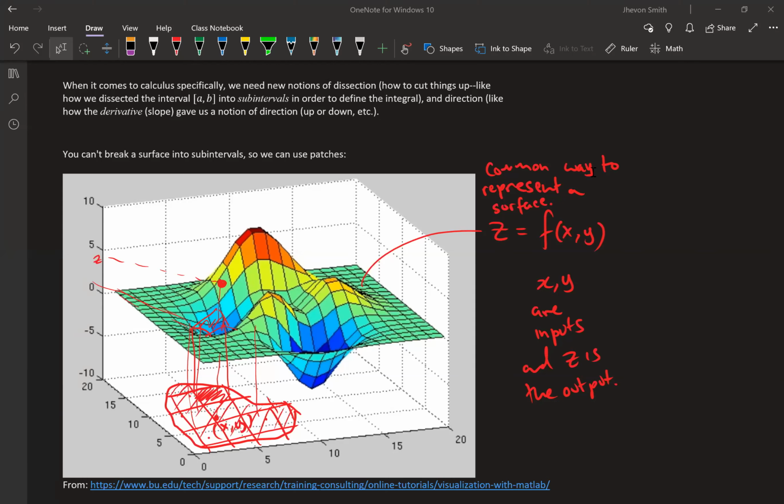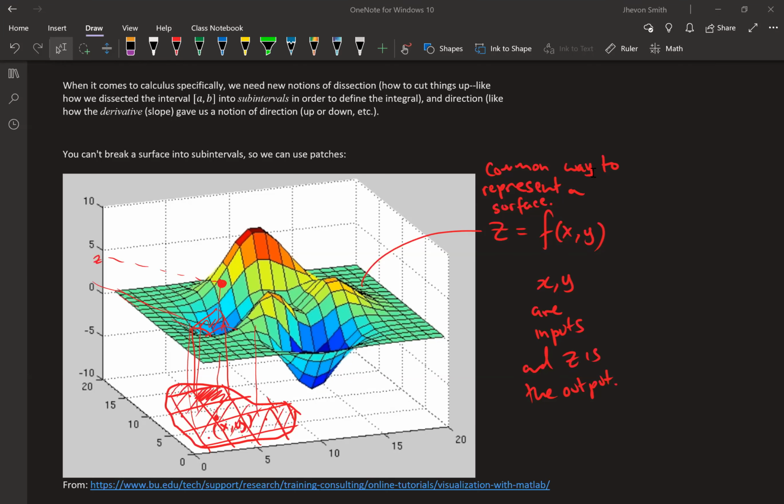We need to talk about the direction in which things are slanted. We need to also be able to dissect our input space and then measure the area that results from that, which in Calc 1, we had to measure the length of the subintervals, but now we don't have subintervals anymore. We have these subspaces, 2D spaces in Calc 3, and it actually can go higher. So we needed to know all of that.